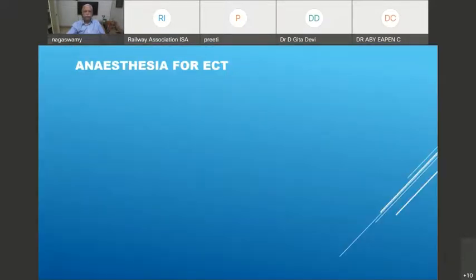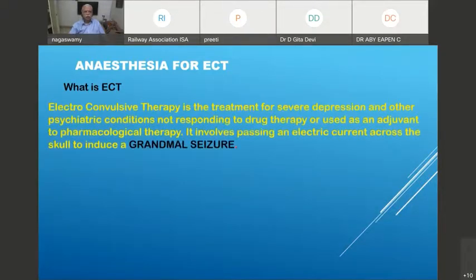So this is the thing for anesthesia. What is ECT? Electroconvulsive therapy is a treatment for severe depression and psychiatric conditions not responding to drug therapy, or used as an adjuvant to pharmacological therapy. It involves passing an electric current across the skull to induce a grand mal seizure. So you purposely induce a grand mal seizure. That raises the question: can an epileptic patient undergo ECT?